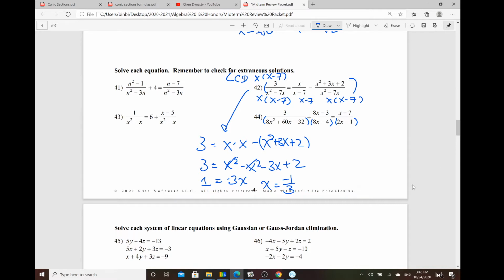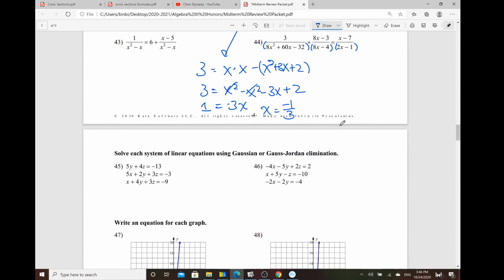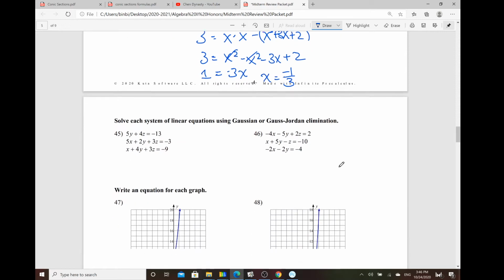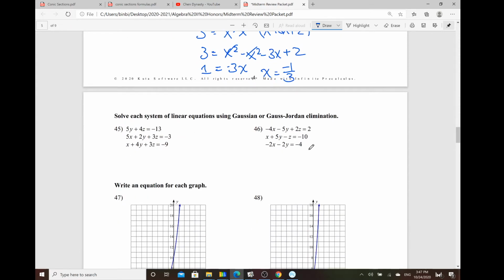So check that. And solve each system of linear equations using Gauss-Jordan elimination. Well, we haven't talked about Gauss-Jordan elimination, that's something to do with matrices. But right now we just want to use the elimination technique or the substitution technique. So 46, we do have multiple variables, x, y, z. Compare and contrast: the first two all have what? X, y, z. But the third one doesn't have the z variable.